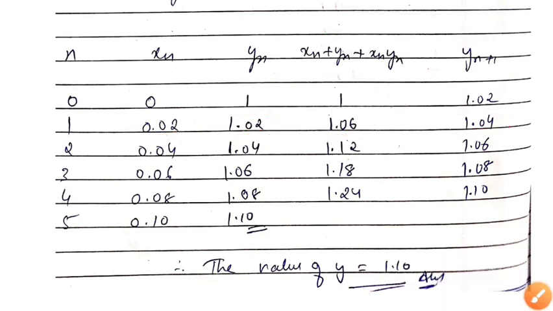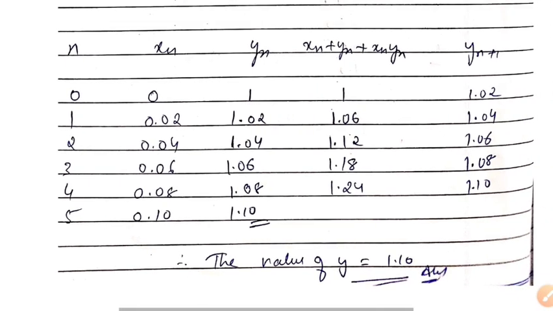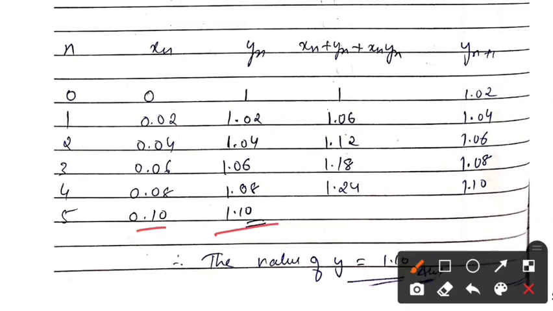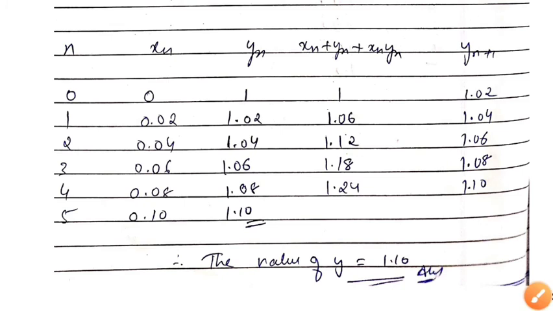Continue this whole process until you get the last value of xn and yn. Okay, so your last values of xn and yn are 0.1 and 1.10. So students, this was the important topic of ODE. Okay, so you must be clear with the topic. Thank you.